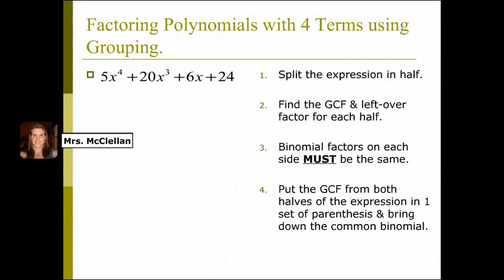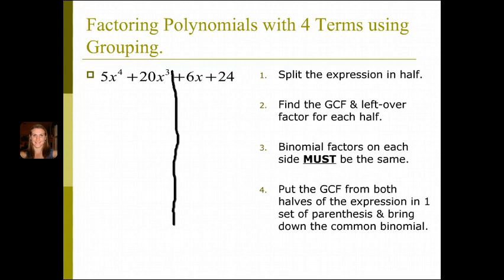Okay, so we're going to show you how to factor polynomials using what's called grouping. When you're doing grouping, you need to split the expression in half. Okay, so just draw a line down the middle. We have two terms on the left and two terms on the right. So we need to find the greatest common factor and the leftover factor for each half. When we do this, the binomial factor on each side has to be the same.